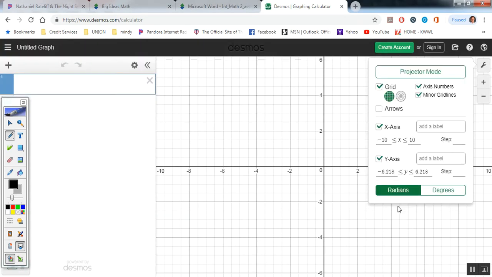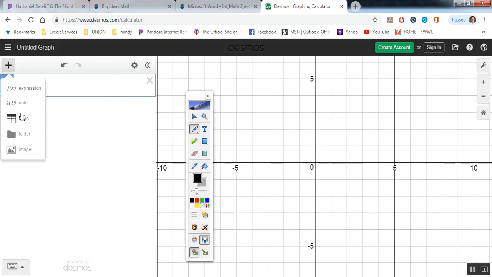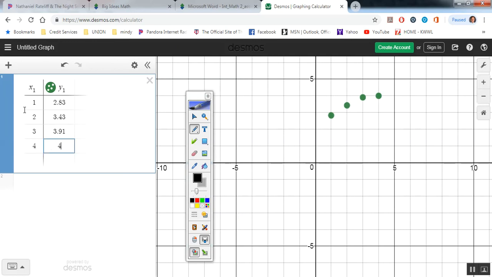All right, you ready, kids? You guys remember how to create a scatter plot with a table, right? So click on table. 1 comma what, kids? 2.83. What was the 2 value? 3.43. How about the next one? 3.91. 4 was what? 4.44. Do I have that right? 4.44? What was 5? 5.04. And 6. 5.61.